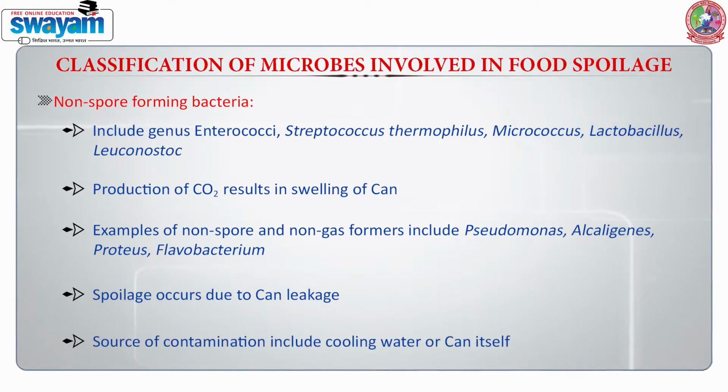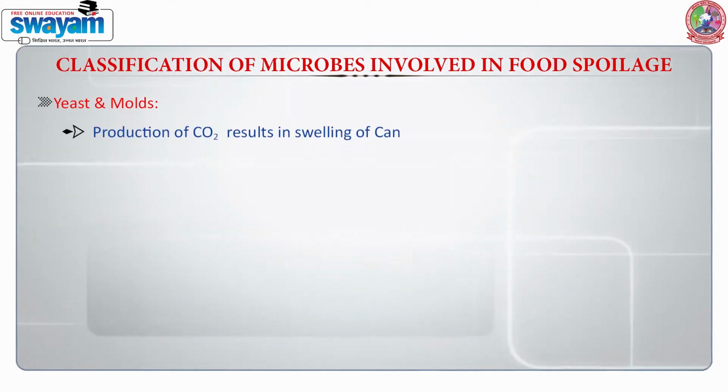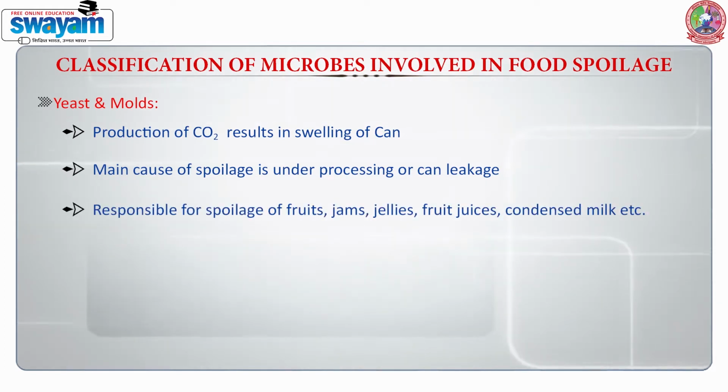The sources of contamination in these cases include cooling water or the can itself. There are also certain fungi and yeast which produce carbon dioxide and cause swelling of the can. The main cause of spoilage is under processing or can leakage, which is responsible for the spoilage of fruits, jams, jellies, juices, condensed milk and other products.